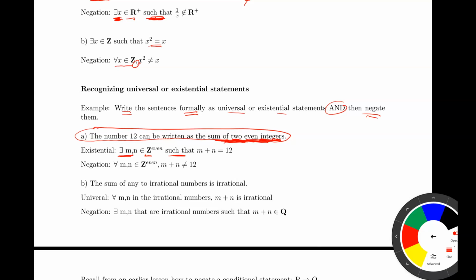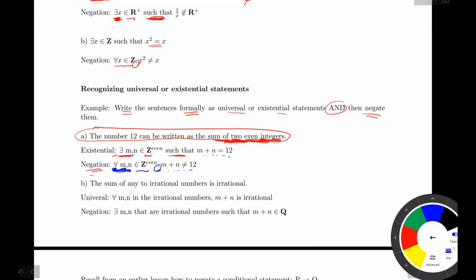Okay, take the negation of that. So the negation of this statement: if I take the negation of a "there exists," it is a "for every," still in the evens, the universal, comma, and then take the negation of this: m plus n does not equal 12.